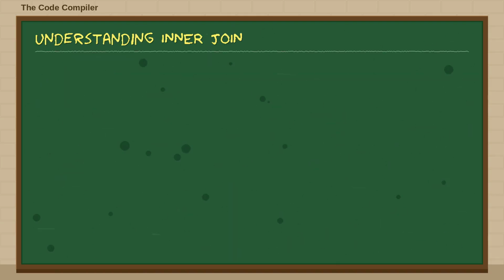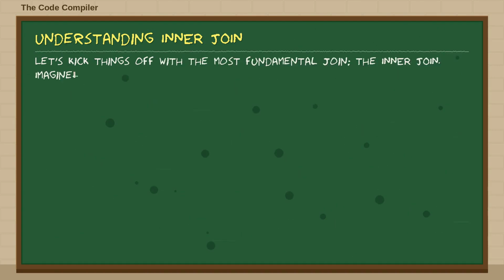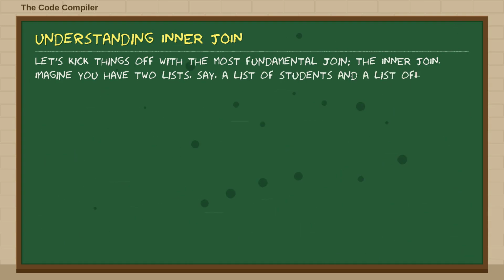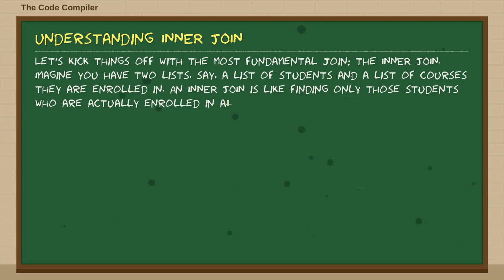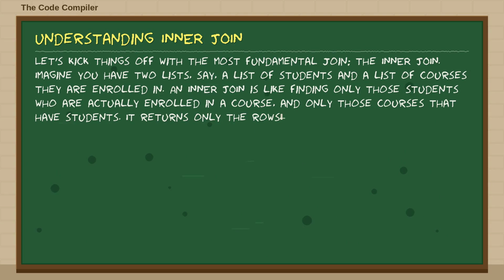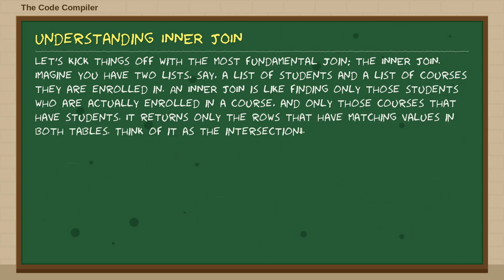Let's kick things off with the most fundamental join, the inner join. Imagine you have two lists, say, a list of students and a list of courses they are enrolled in. An inner join is like finding only those students who are actually enrolled in a course, and only those courses that have students. It returns only the rows that have matching values in both tables. Think of it as the intersection of two sets.